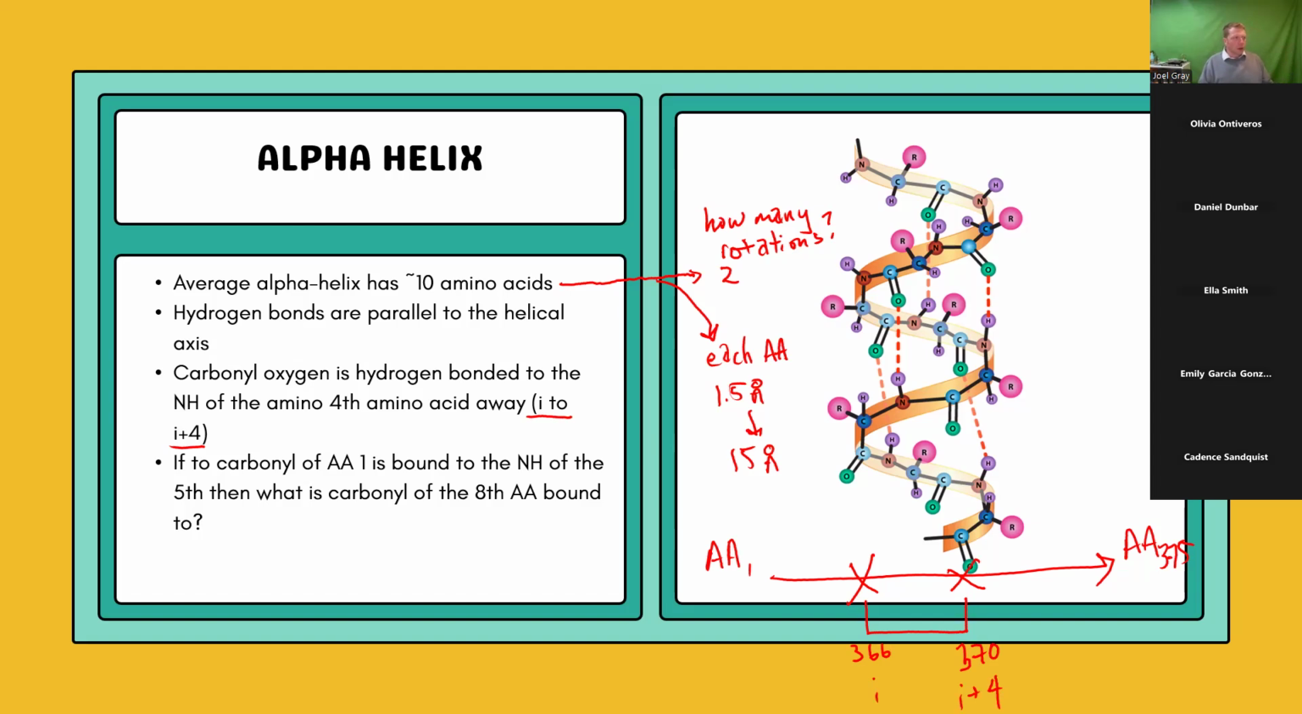Okay. Now, what that also means is when we have hydrogen bonding, this amino acid hydrogen bonds with this amino acid. The next amino acid hydrogen bonds with the next one. So when you talk about an alpha helix, it's not just one hydrogen bond that forms. It's multiple.